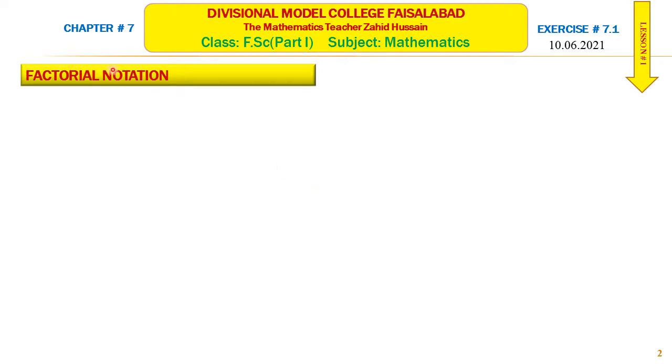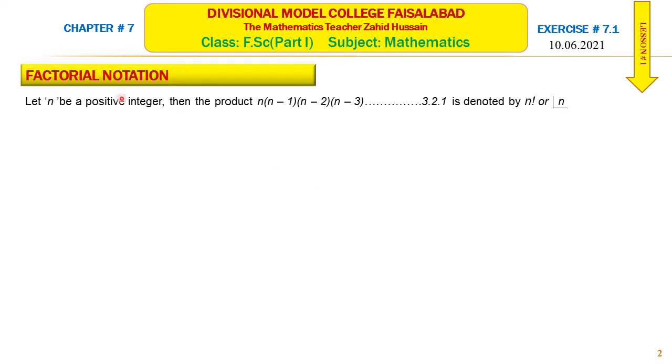Factorial notation. What is factorial notation? Let n be a positive integer, then the product of all the numbers starting from n to 1 is the factorial of this number, and this is denoted by n, and after this number we put the sign of exclamation, or we write that number in this type of box, and this is read as n factorial or factorial of n. So simply, n factorial is the product of all the numbers starting from n till 1.